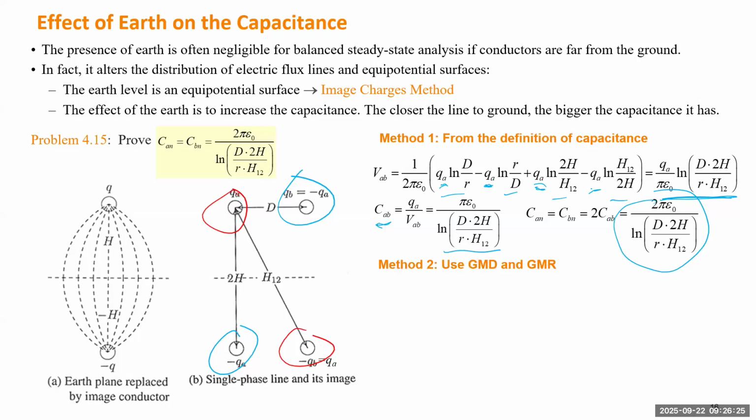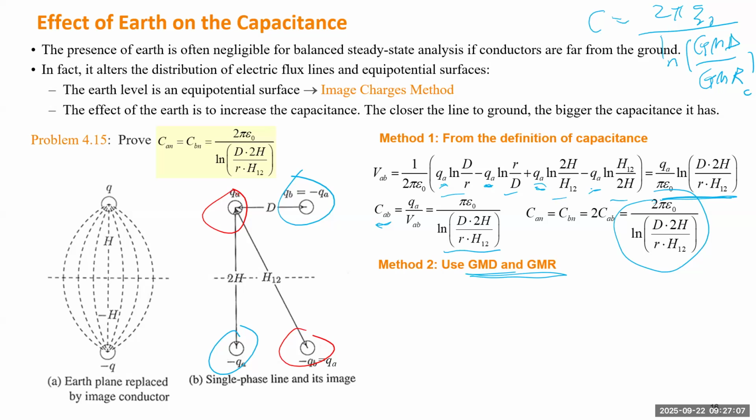Method 2 is much simpler. Method 2 will utilize the idea of calculating GMD and GMR. Once we know the GMD and GMR, we'll be able to calculate the capacitance just by the formula. The formula is C equals 2 pi epsilon 0, then log, then GMD divided by GMR. GMR is GMRC, right? So if we know the GMD and GMR, we'll be able to calculate capacitance directly from that formula. Then the question will be, how do we determine GMD and GMR?